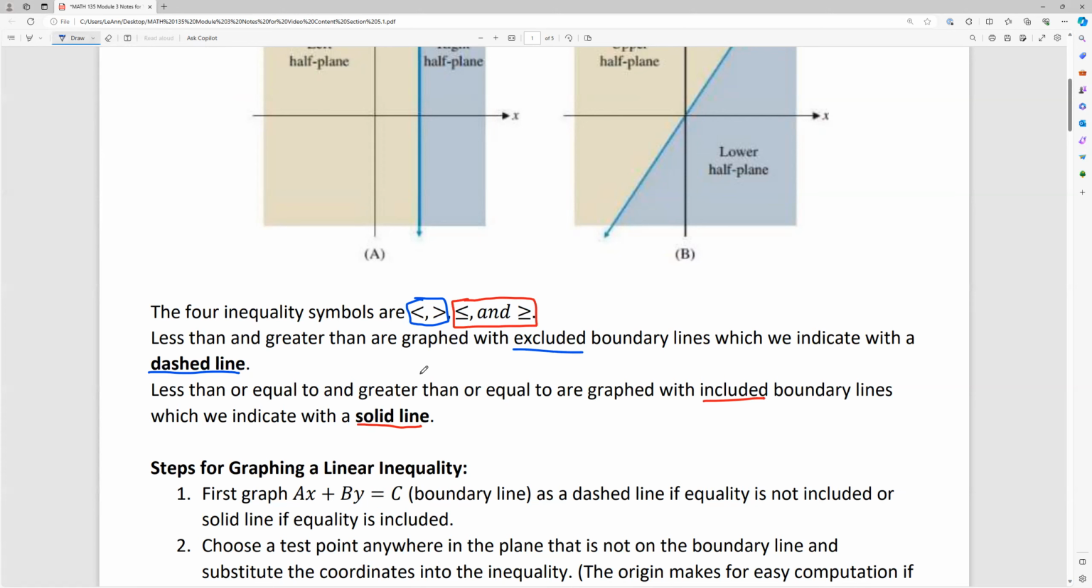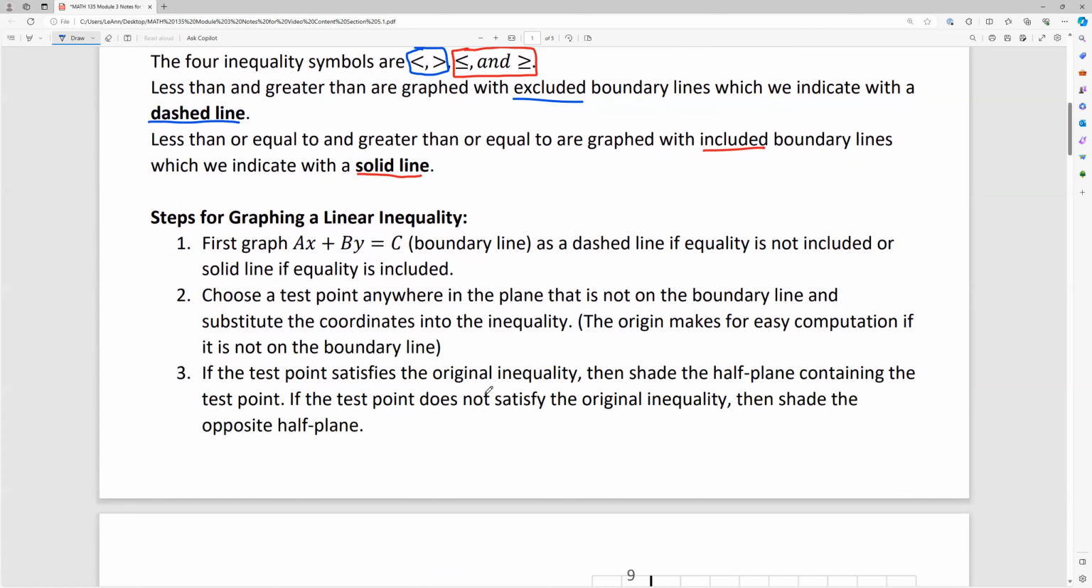okay? So what are our steps for actually graphing a linear inequality? Well, step one, you're going to graph the boundary line. So you're going to graph the equation that corresponds to our inequality. In other words, we're just swapping the less than, greater than, less than or equal to, or greater than or equal to for an equal sign and graphing it just like we learned how to graph lines. Remembering to use a dashed line if the inequality is not included, or a solid line if the equality is included.